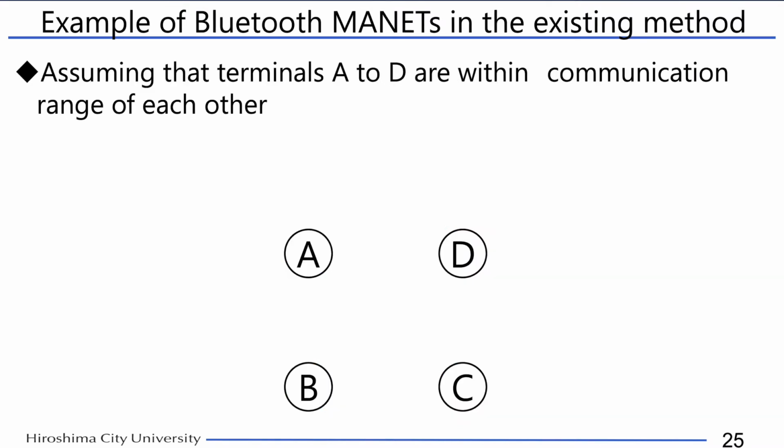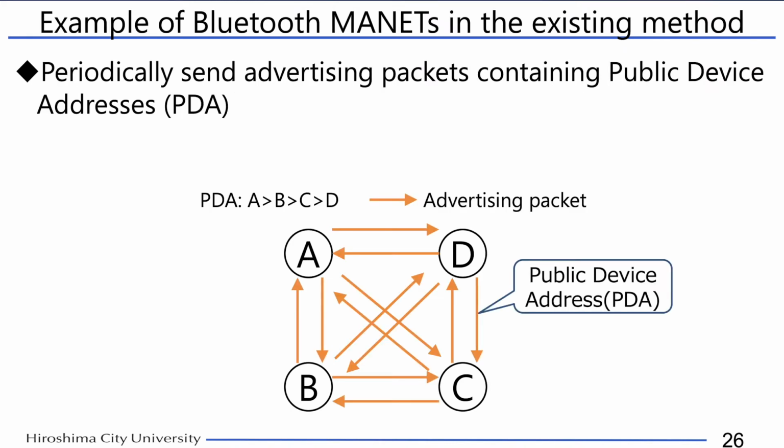Firstly, I reviewed how Bluetooth MANETs using the existing method connect. Look at this picture. Assume that terminals A to D exist within the connection range of each other. As shown in this picture, each terminal periodically broadcasts advertising packets containing a public device address, as shown by the orange line. A public device address in an advertising packet is an address that is uniquely assigned to devices that use Bluetooth, in short, PDA.